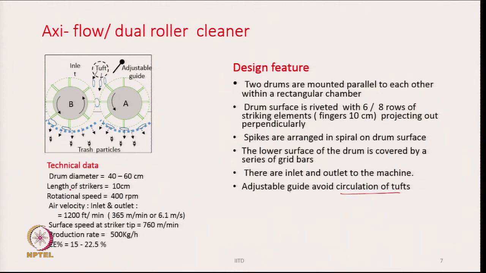Length of the strikers is 10 centimeters, rotational speed could be 400 rpm, air velocity at the inlet is 1200 feet per minute, that is 365 meters per minute or around 6.1 meters per second. Surface speed at the striker tip is 760 meters per minute, and production rate is 500 kg per hour, and cleaning efficiency is superior to the state cleaner. It is 15 to 22.5%.